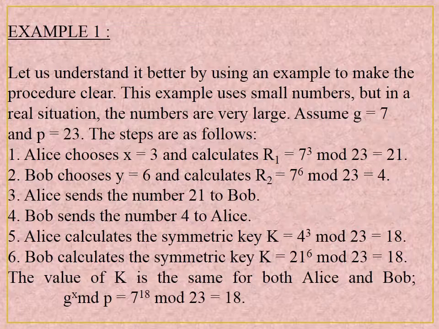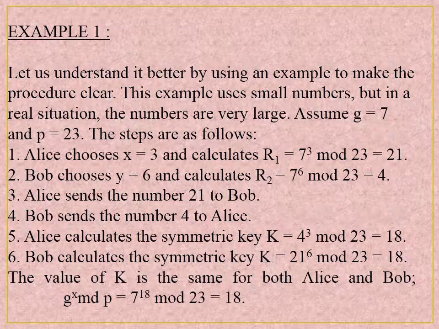So, now Alice will calculate the symmetric key. And remember, what is the formula for calculating the symmetric key? It is the message that Alice gets from Bob, raised to the power of her own private key mod p. In this case, the message that Alice got from Bob is 7 raised to the power 6 mod 23, that is equal to 4. The formula we use here is d raised to the power y mod p. So, here 4 raised to the power 3 mod 23, which is equal to 18, is the value that Alice calculated.